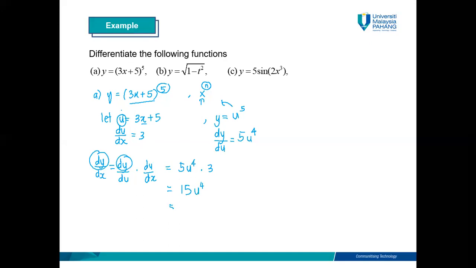So back your mind, please substitute that. Resubstitute. What is your u? Your u adalah 3x plus 5. So dia actually adalah 15, u adalah 3x plus 5. Jangan lupa dia ada power of 4. That is the answer.